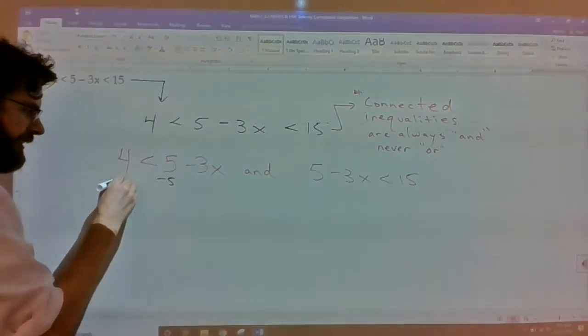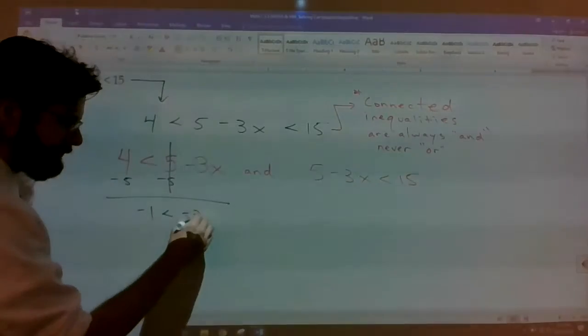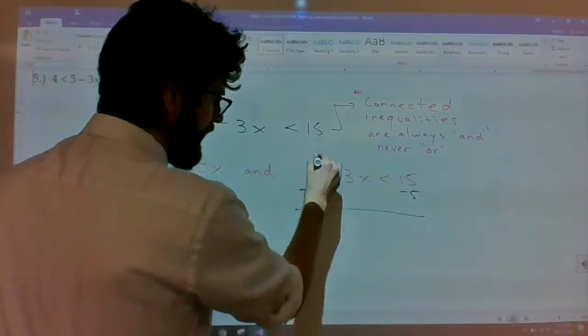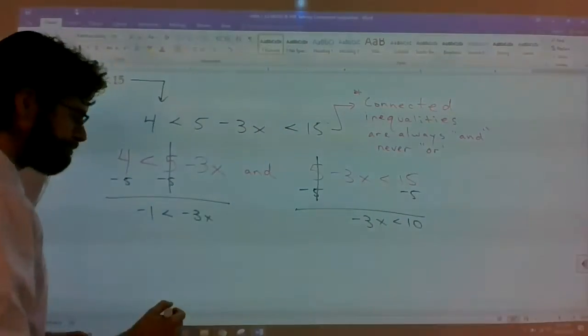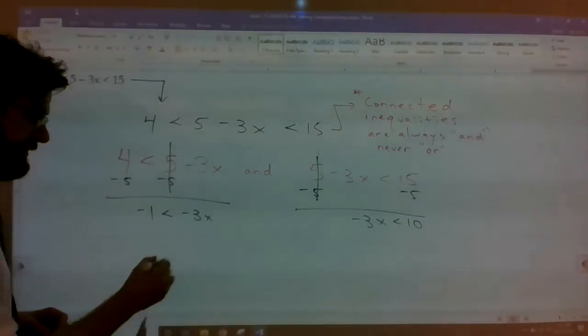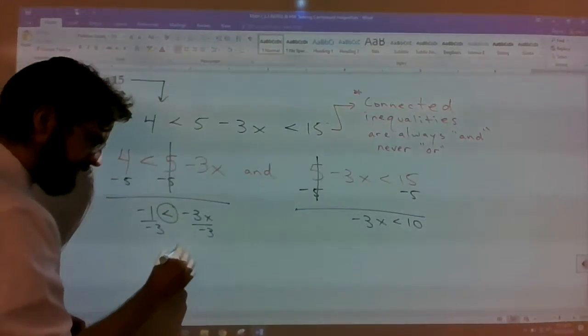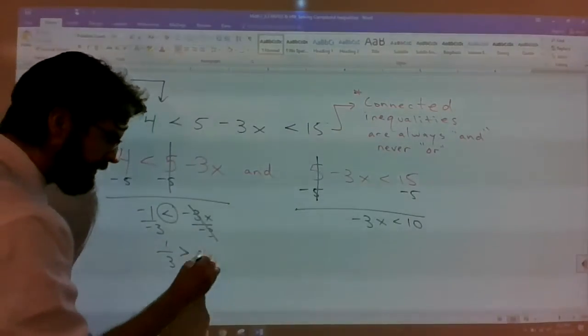Subtract 5, subtract 5. You've got negative 1 is less than negative 3x. Same move over here. Subtract 5, subtract 5. You've got negative 3x is less than 10. Divide both sides here by negative 3. That flips the direction of the inequality symbol. You've got 1/3 now is greater than x.